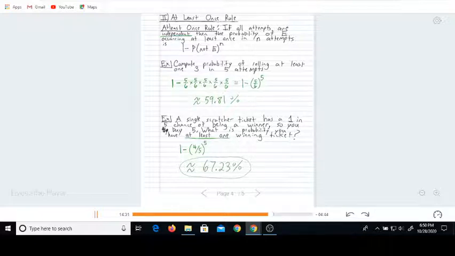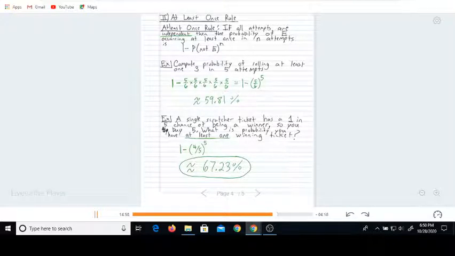67.23%. So no, it's not guaranteed that if you buy 5 scratcher tickets and 1 in 5 is a winner, you're not guaranteed to have a winner. And you might think, well, that's false advertising. No, it's not false advertising. It's just understanding probability. Now, you have a good shot at having at least one winner. But as you can see, with a 67% probability, it's definitely not guaranteed.